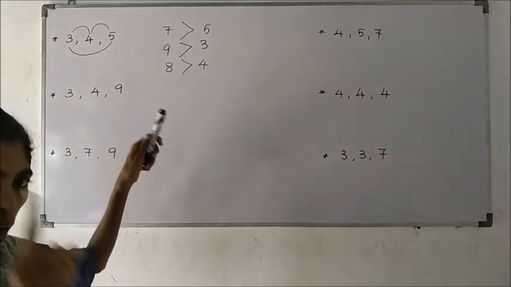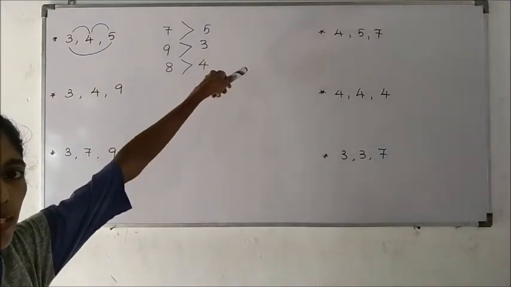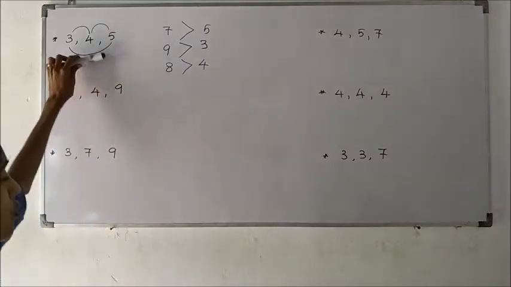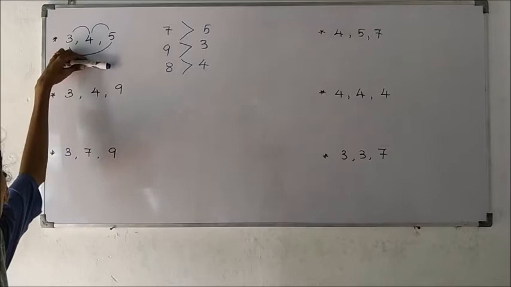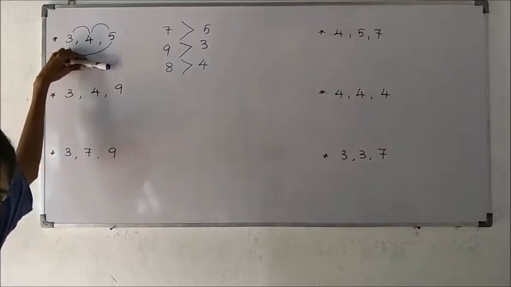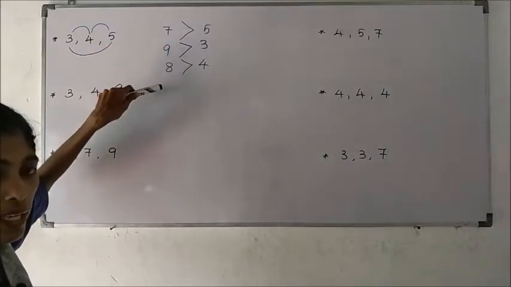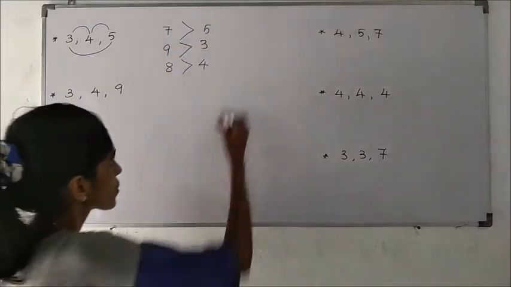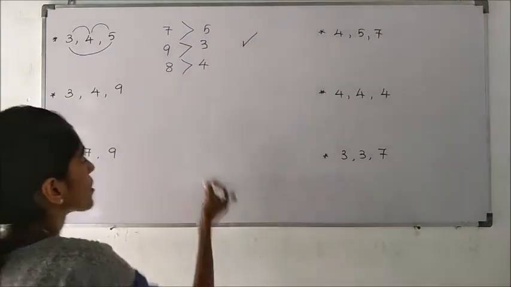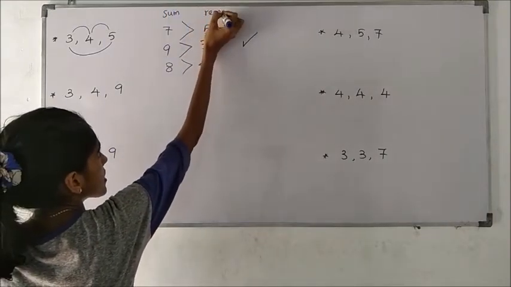If any one of these sums becomes less than the remaining side, with that triple we cannot construct a triangle. There cannot be a triangle. A triangle doesn't exist with those three values. But here we can see the sum of two sides is every time greater than the remaining side. So a triangle can be formed. Here I will write: this is the sum and this is the remaining side.